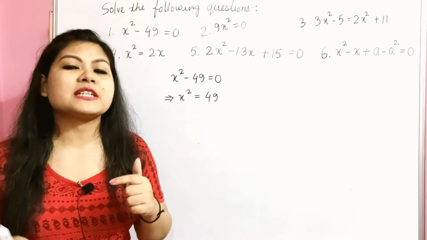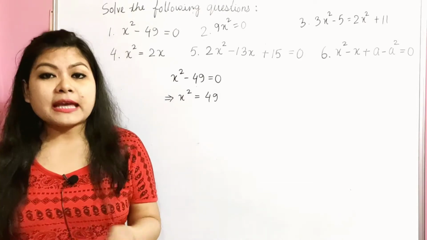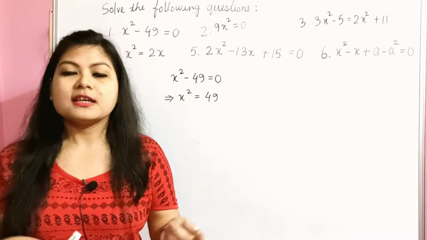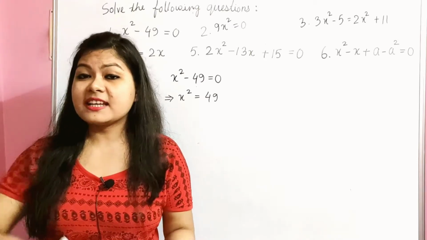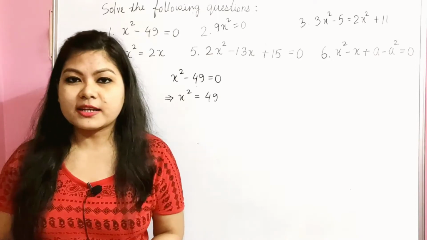So when we shift any value from one side to another, it will change the plus or minus sign, whatever it is in front of it. So minus 49 is on the left hand side, so if we shift the value to the right hand side, it will give you plus 49.